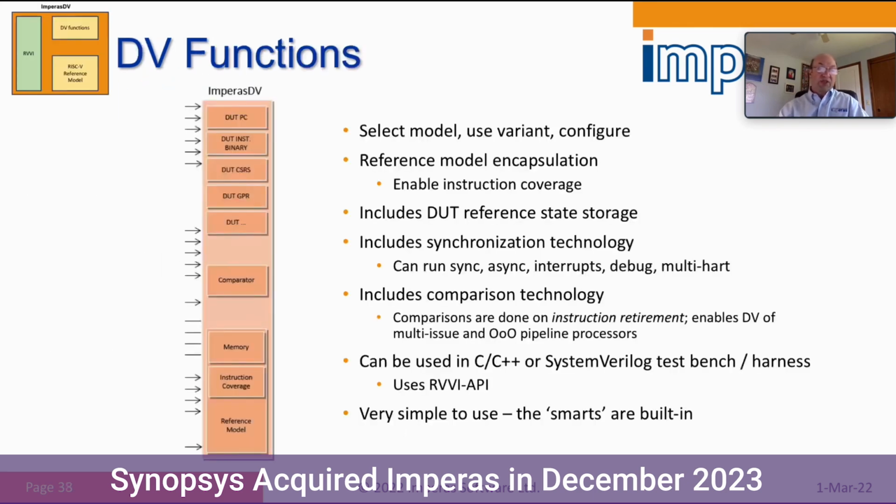The DV functions include selecting which model, which variant, configuring the model, the reference model encapsulation. There's an instruction coverage capability in Imperas. There's state storage for the DUT. There's the synchronization technology, comparison technology. And the idea is that this is simple to use. You just configure this verification IP, and it can be used with your test bench.